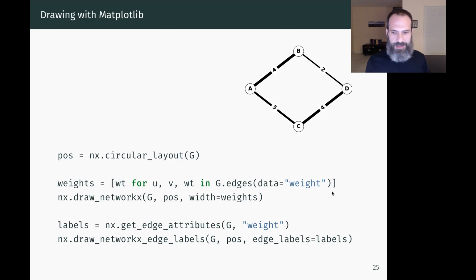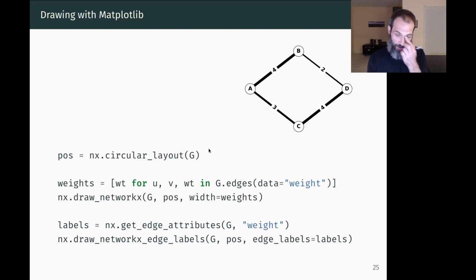And I used weights. So G.edges returns the tuple of edges. And I'm asking it to also include in that tuple the weight as well. So you get a 3-tuple for each edge. So you get the 2 vertices as well as the weight. And then we're just going to make a list of those weights for each of those edges. And then we can draw with draw_networkx by giving it the graph and telling it the position and the weights.